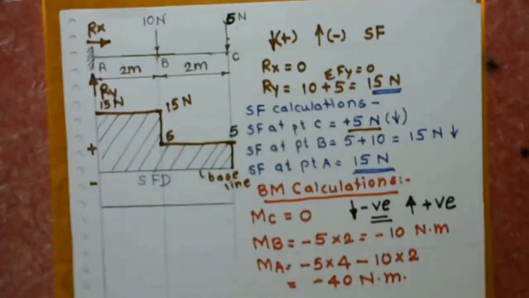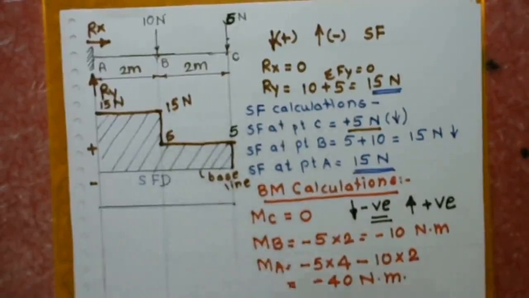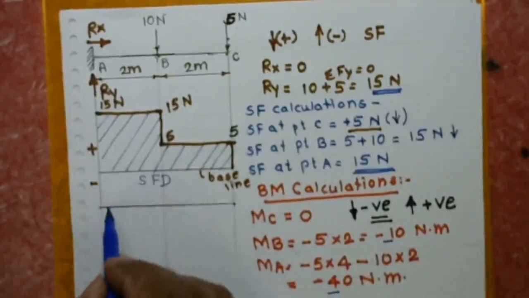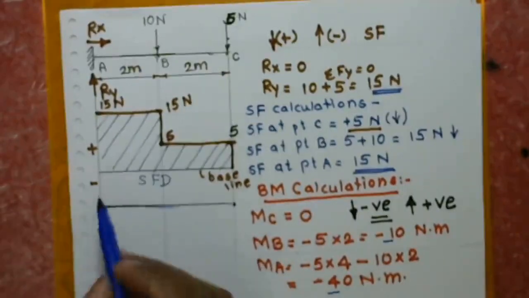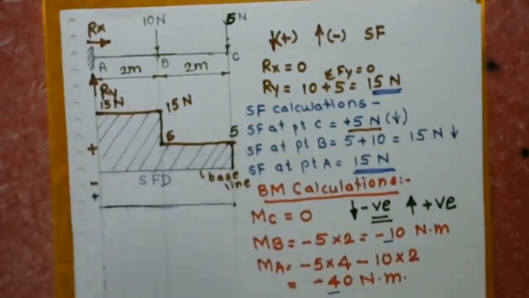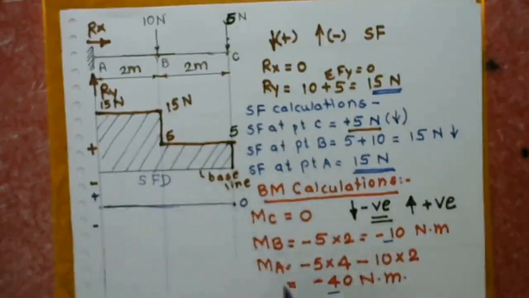Now we have to plot the bending moment diagram. So all values here are negative. So this is our baseline for the bending moment diagram. This becomes the positive side, and below it is the negative. Mark this point: at point C, bending moment is 0. At point B, bending moment is minus 10. At point A, bending moment is minus 40 Newton meter only.